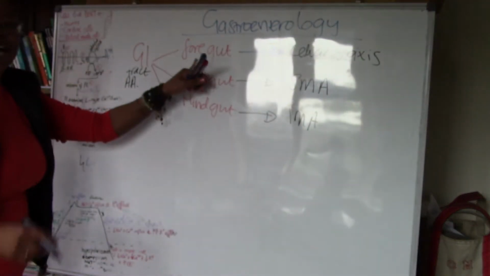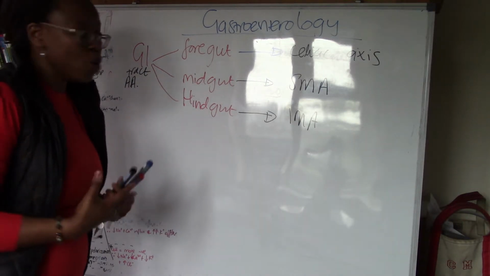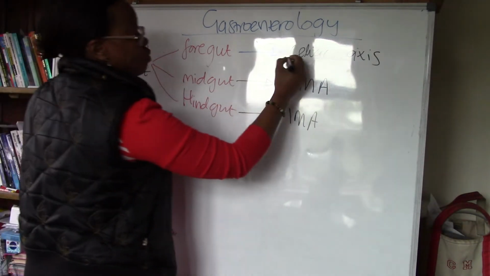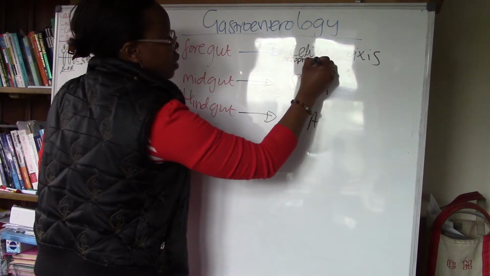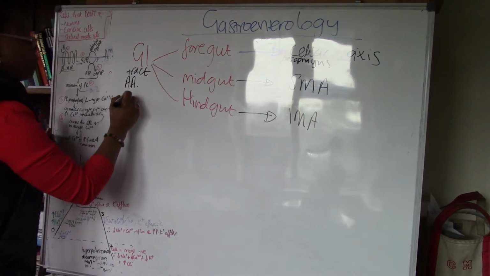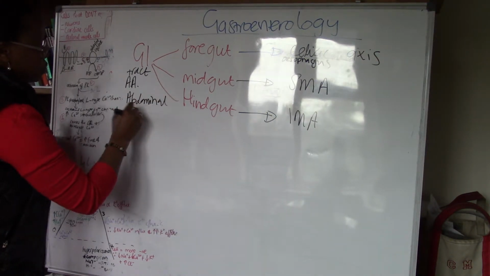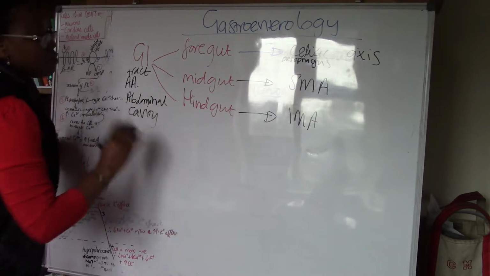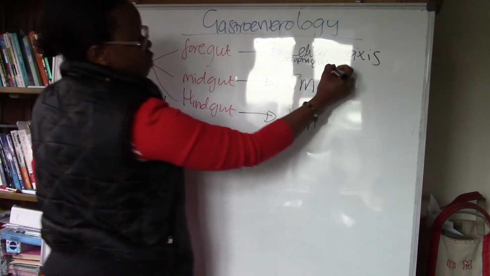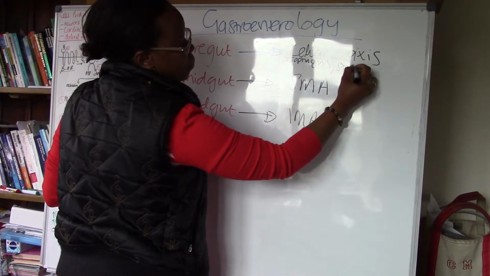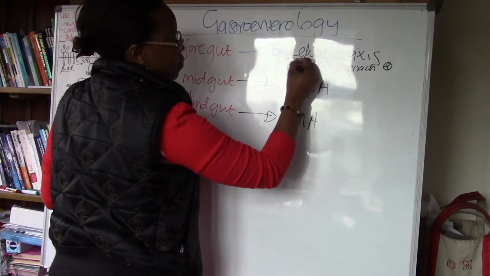So the foregut, in terms of just the abdominal cavity, will obviously include the esophagus. I must mention that I'm looking at the abdominal cavity only for this simplified introduction to the anatomy. So it will be the esophagus, the stomach, and the proximal duodenum.